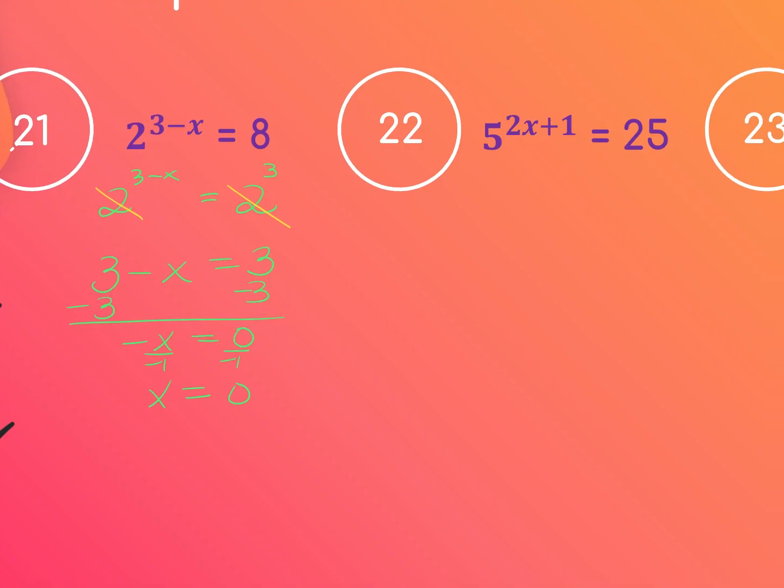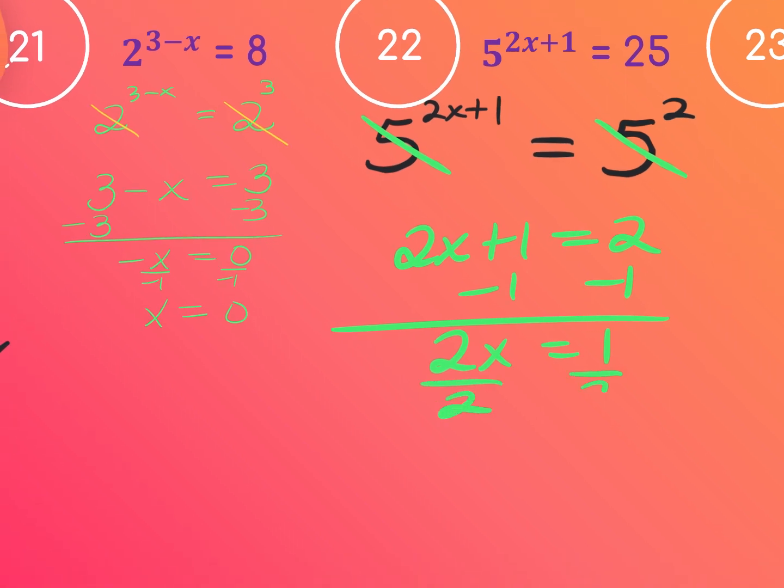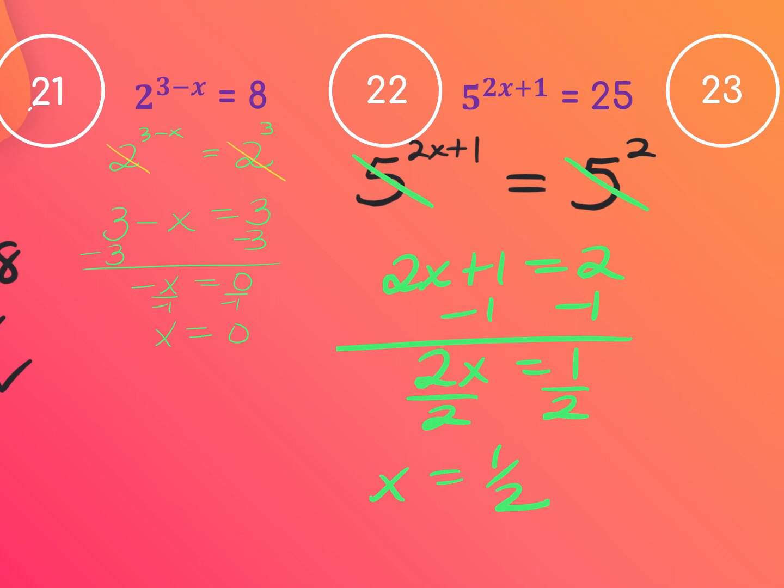Oh, now we're going to change it. No more 2s, no more 3s. Okay, what can we change 25 into? 5 squared, right? So then change this to a 5 squared. And now we have the same base. Get rid of the 5s. Take the exponents and set them equal to each other. Subtract 1. 2x equals 1. Divide by 2, and x equals 1/2. So here we go, we got an answer that's a fraction. And it does work, because if I plug it in and do 2 times 1/2, that's 1. 1 plus 1 is 2. 5 to the second is 25.